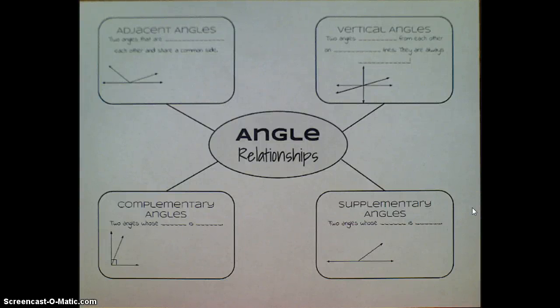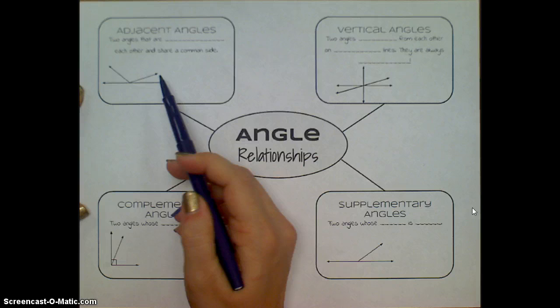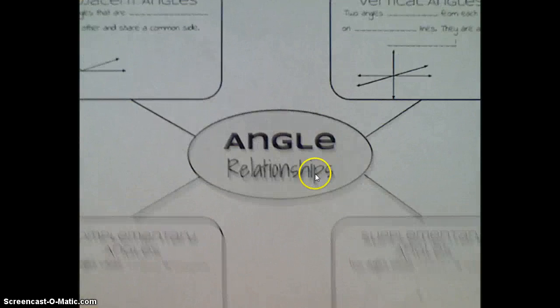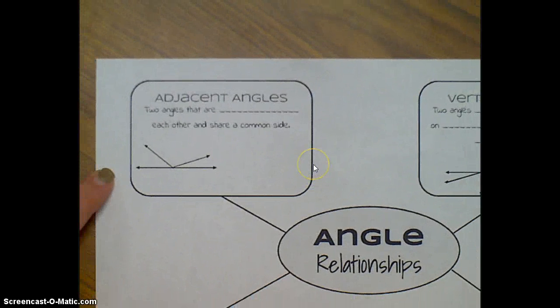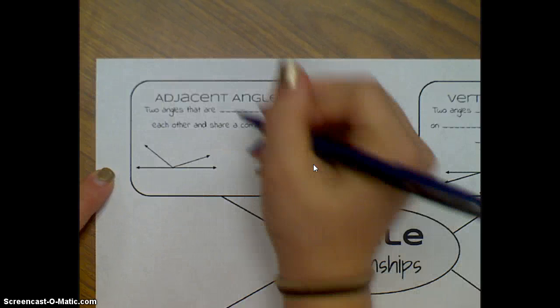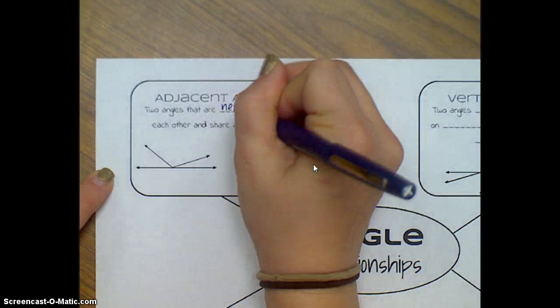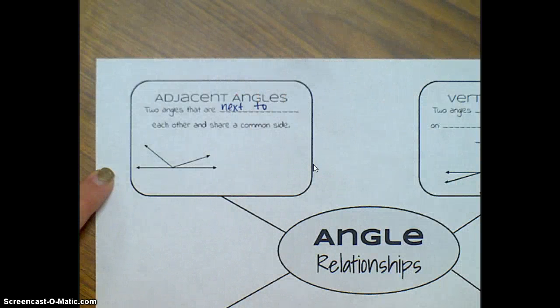Okay, today we are going to talk about angle relationships. So here we have our notes page, and we are going to start with adjacent angles. So I'm going to zoom in. Okay, adjacent angles are two angles that are next to each other and share a common side.